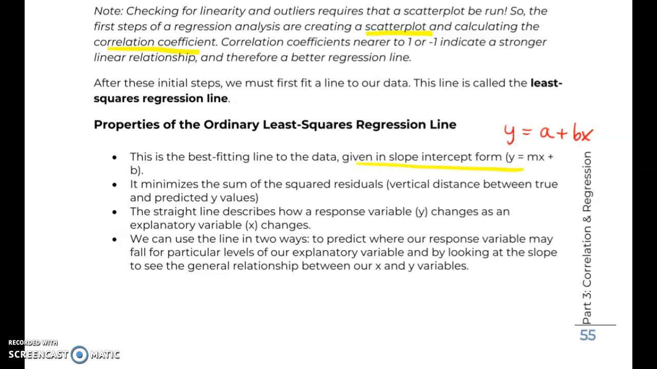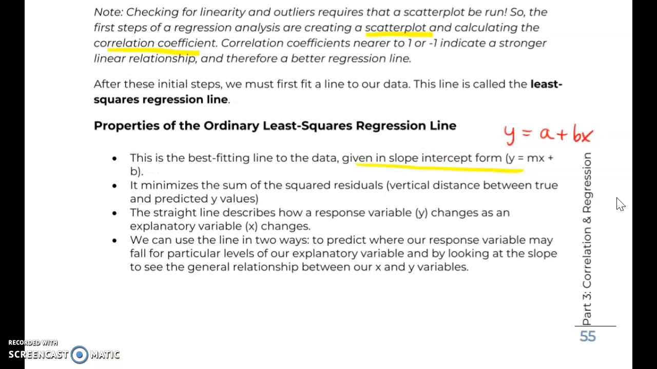Remember, the straight line describes how a response variable changes as the explanatory variable changes, and it also tells us about the strength of that relationship. With that, we're going to make predictions, and we're going to interpret the strength, the direction, and so on. So the next two videos are going to go over that. So again, looking at predictions, and we want to interpret the slope and look at what that tells us about the general relationship of X and Y.